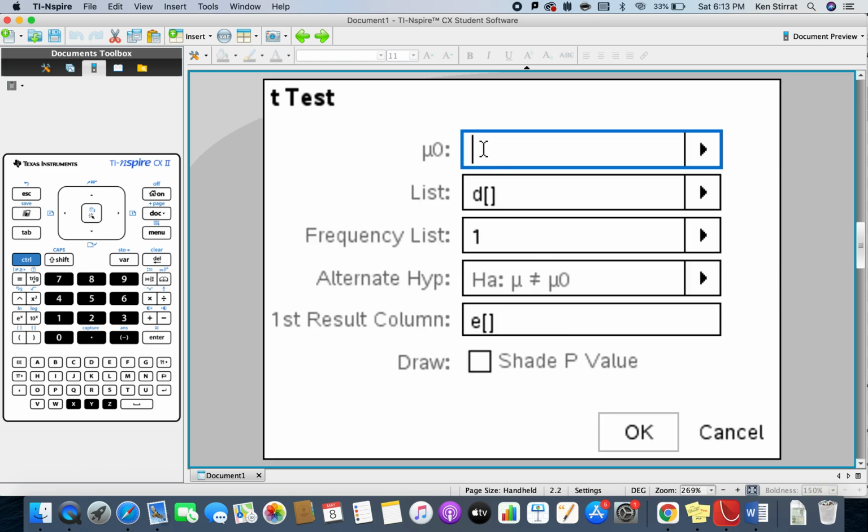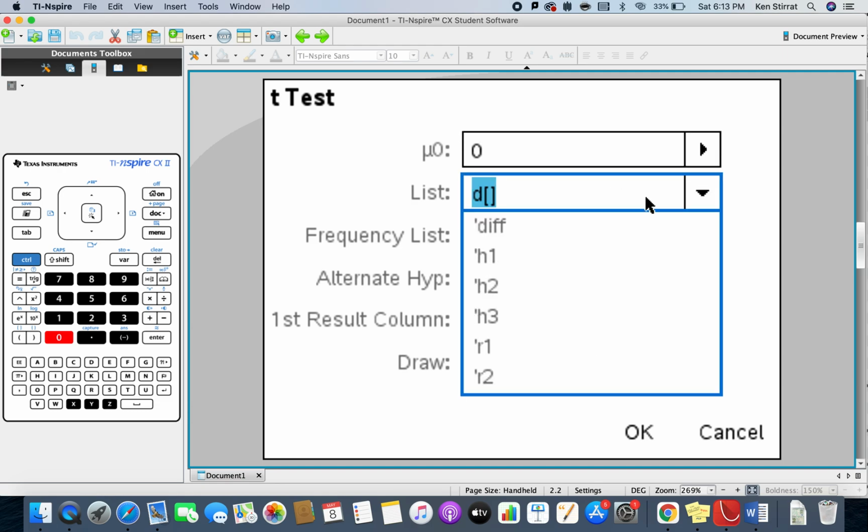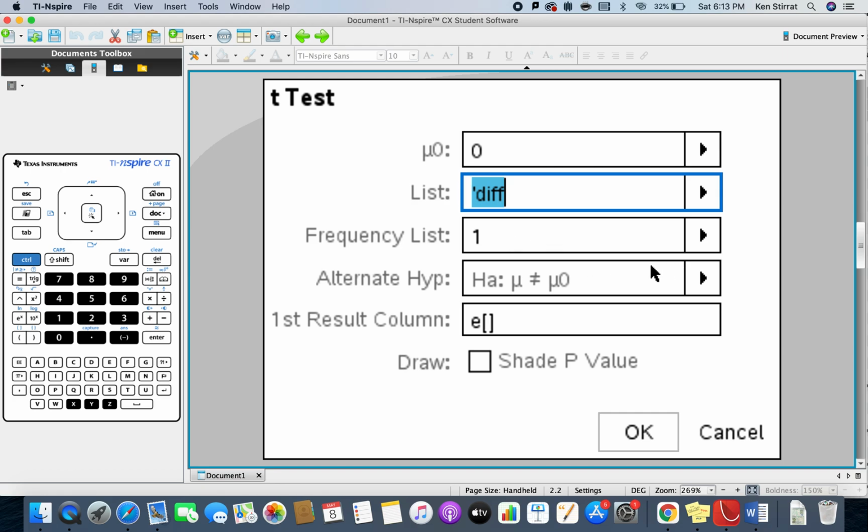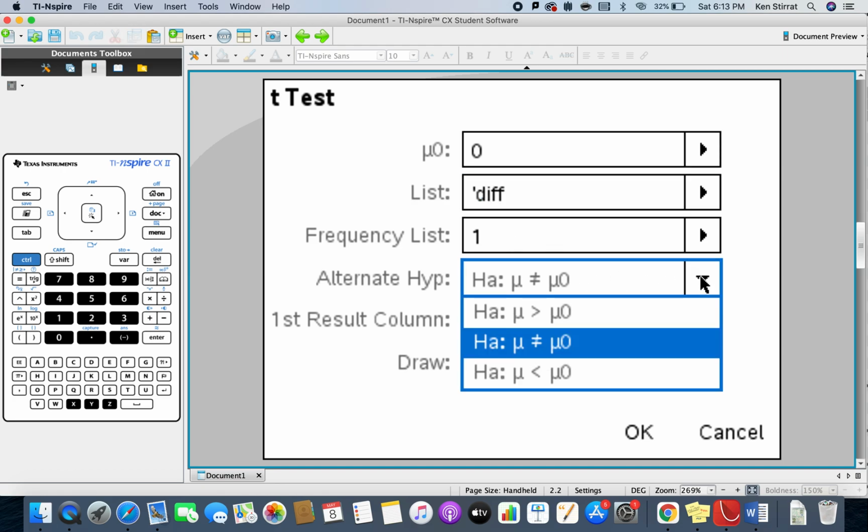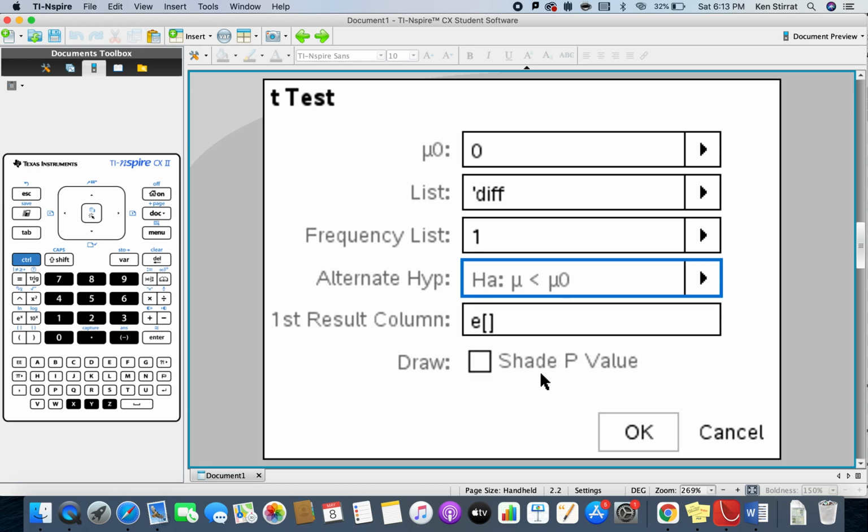And so the population mean we're going to say is zero, because if we took the mean time after caffeine and subtracted the mean time before caffeine, if there was no difference at all, which is what we're assuming, then the overall population mean should be zero. The list here is a list of differences, and the alternate is that our mean is lower than zero. Okay, so it should be negative overall.